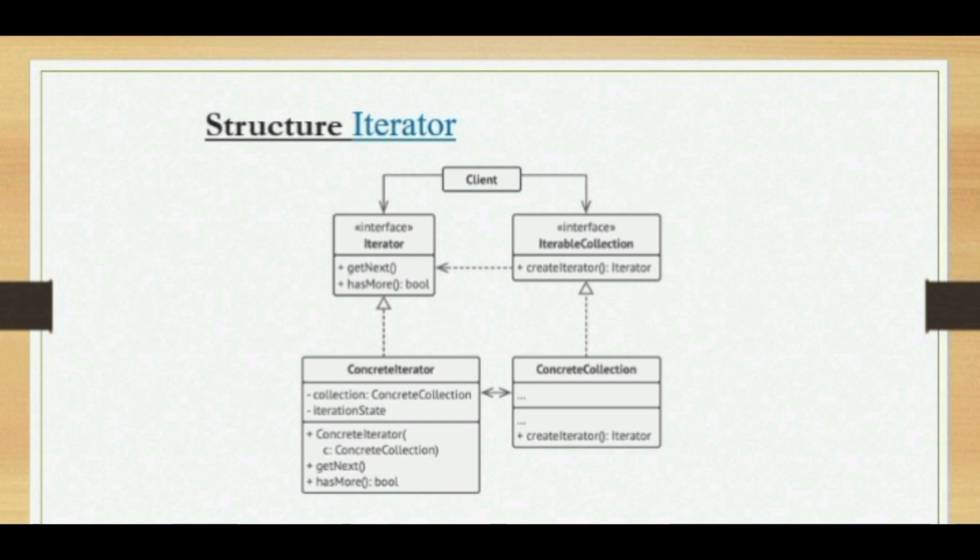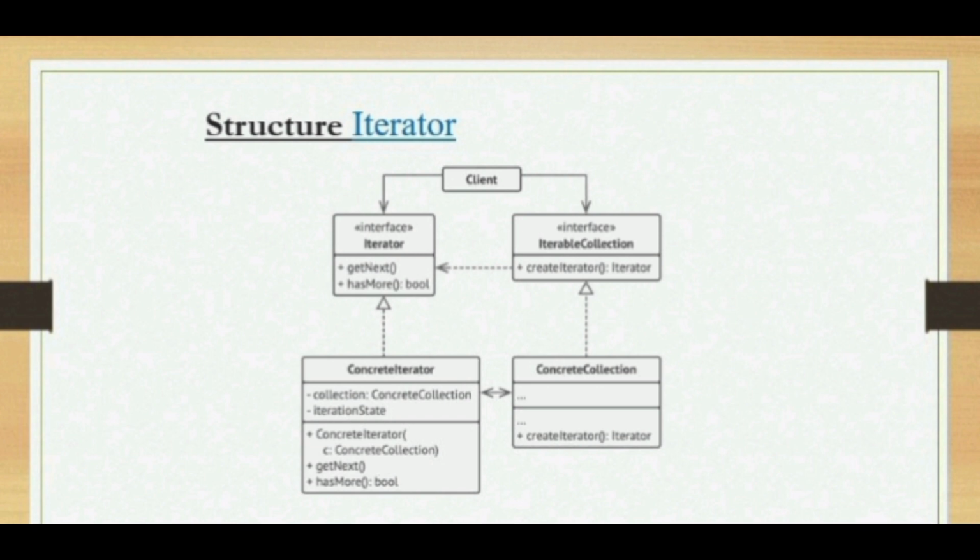Component number one is the client. The client interacts with the collections and iterators. It requests the iterator from the collection and uses it to traverse the collection elements. Number two is the iterator interface. This is an interface that defines the methods for accessing and traversing elements. Typically, it includes methods like getNext or hasMore. getNext returns the next element in the collection. hasMore checks if there are more elements to iterate over.